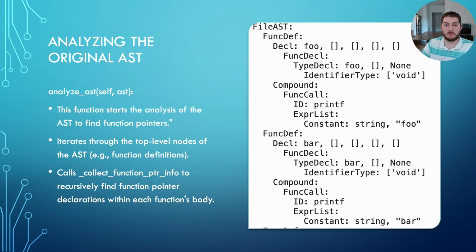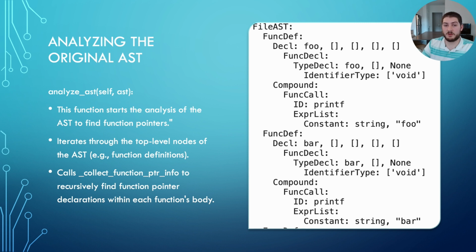of reparsing it. Now that we've covered the initialization phase, let's delve into the crucial step of analyzing the abstract syntax tree. The analyze AST function is responsible for initializing this analysis. This function takes the AST as input, and the objective is to systematically examine the AST and identify occurrences of function pointers within the code.